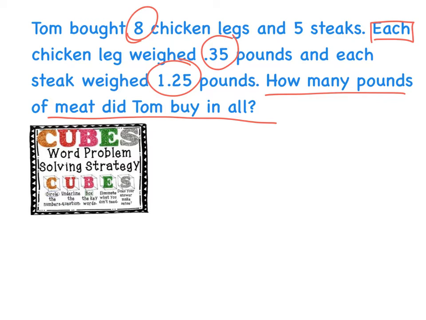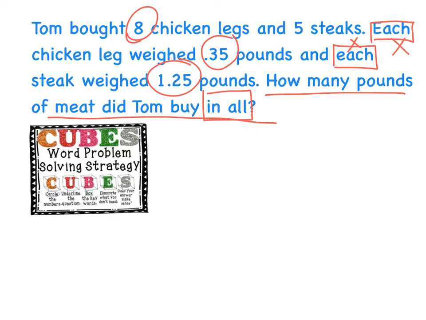Each is important. It tells me I'll need to multiply. And in the bottom, in all is important. That usually means that we'll be adding. I can eliminate any other information. In this particular problem, there isn't really anything that is too unnecessary. And now I can solve and see if it makes sense.